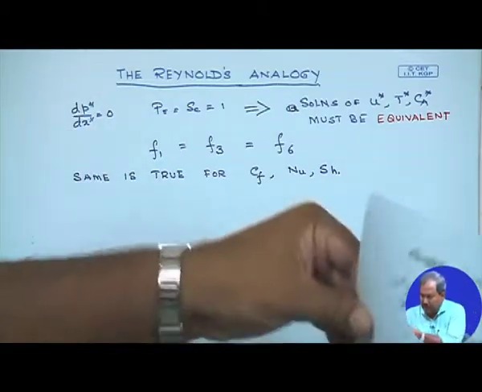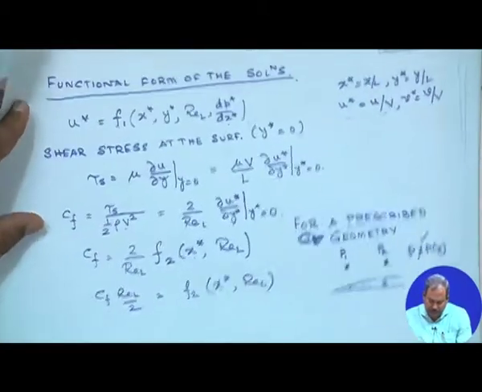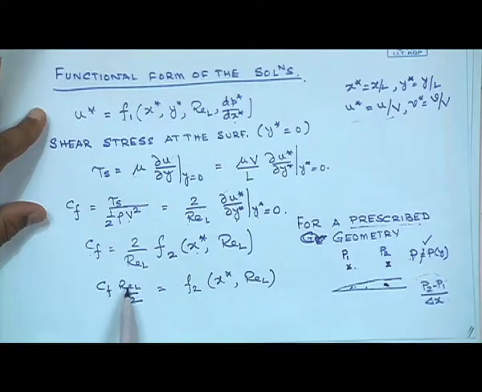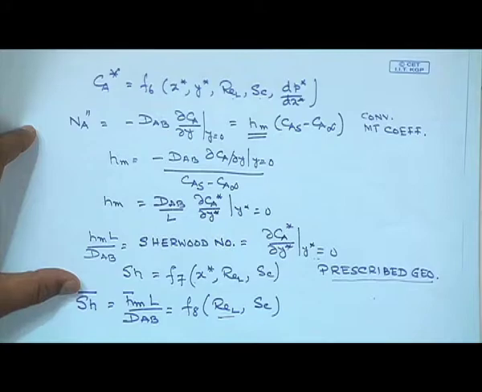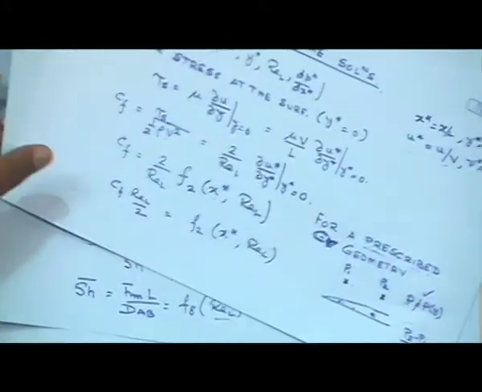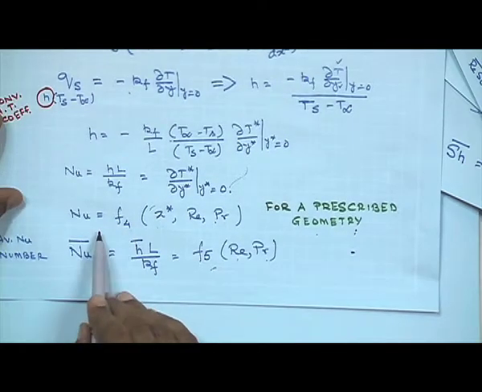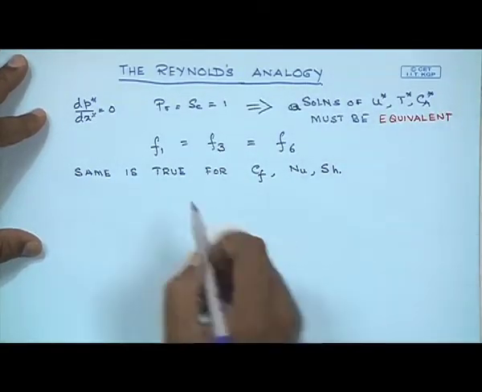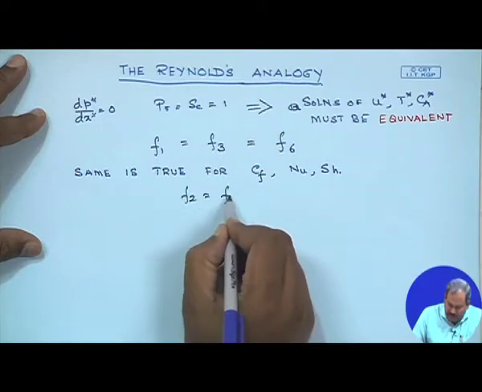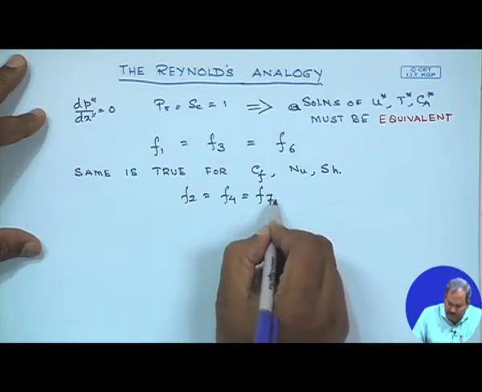So, what are the coefficients for friction? So, Cf times REL by 2 is F2, Sherwood number is equal to F7 and Nusselt number I think is going to be equal to F4. So, these are going to be the same. So, therefore, F2 would be same as F4 as same as F7.